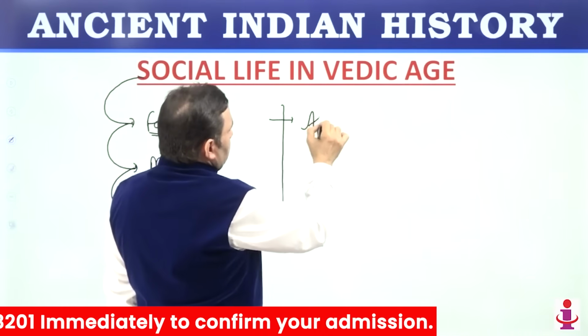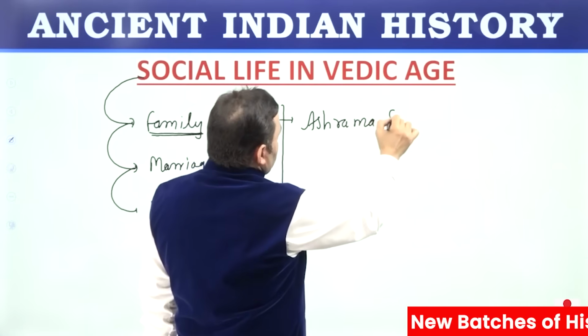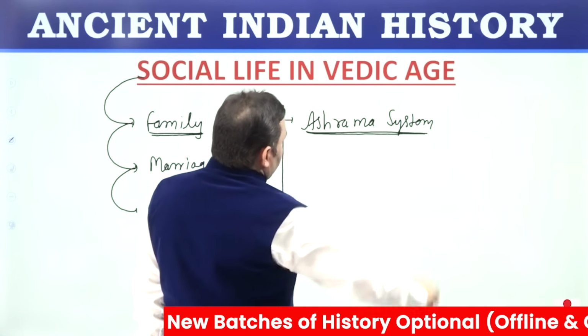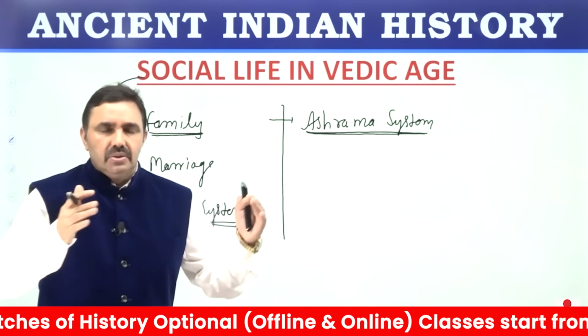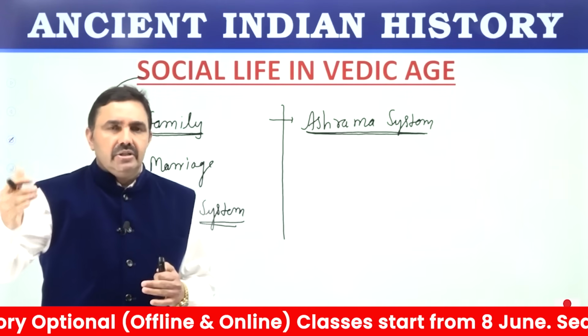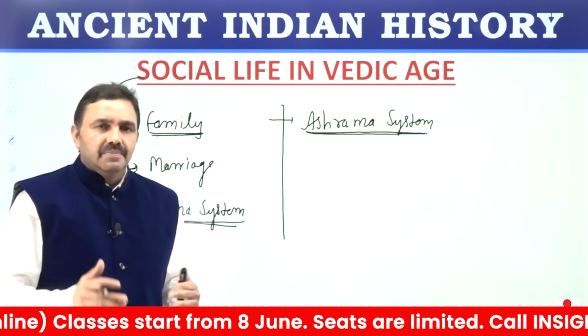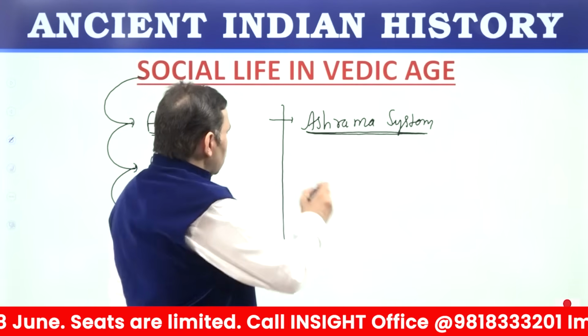Ashrama system was also one important concept here. In ashrama system, the life of a person was divided into 4 phases of 25 years each. Brahmacharya ashram 0 to 25, Grihastha ashram 25 to 50, Vanaprastha ashram 50 to 75, and then Sannyas ashram 75 to 100.